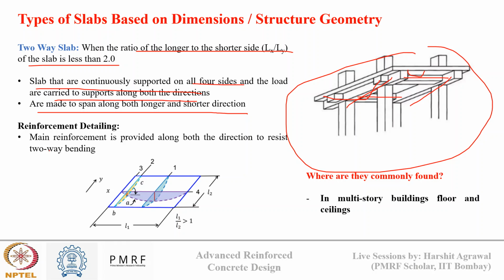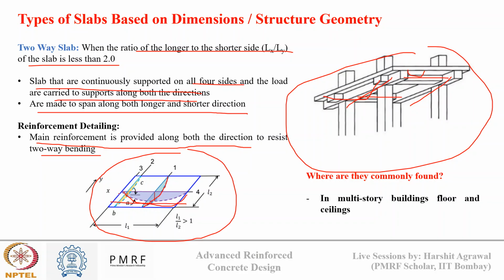In terms of reinforcement detailing, we can see main reinforcement is provided along both the directions to resist two-way bending. Since this slab is bending around both the directions, we need to provide reinforcement along both the directions. So you can see in this diagram also, along this L1 direction there is bending, and along this L2 direction also there is bending. So we provide main reinforcement. We design for reinforcement along both the directions.